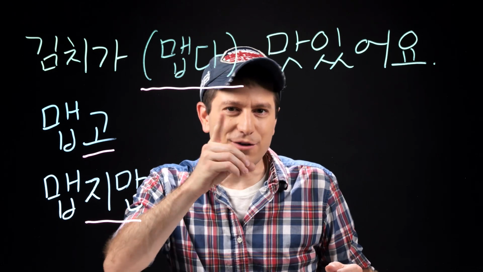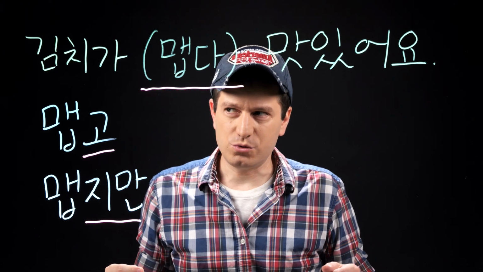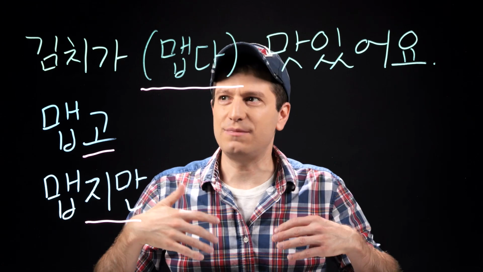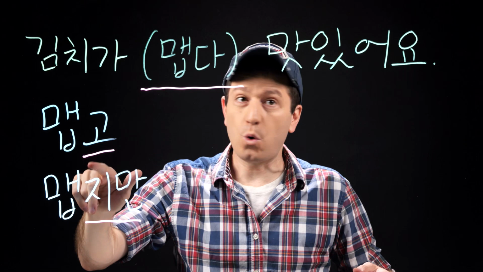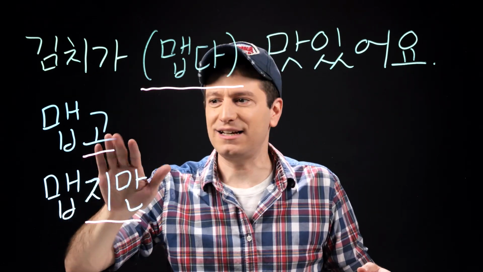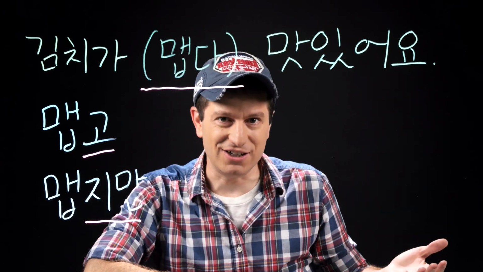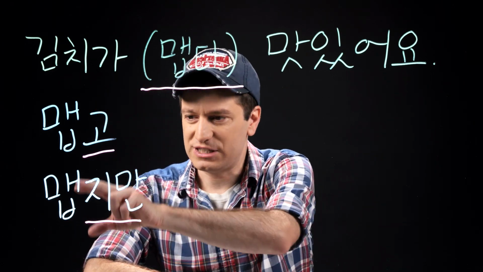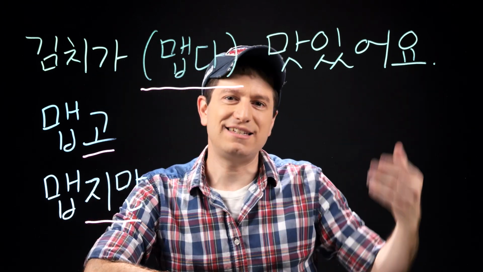I'm sure all of you know the sentence connectors 고 and 지만. Well, you should know those before watching this video. So using these connectors, we can make two sentences with our example. 김치가 맵고 맛있어요. So 김치 맵고 is spicy, 고, and 맛있어요. It tastes good. Or we can make 김치가 맵지만. So 지만 meaning but. So kimchi is spicy, but it tastes good.